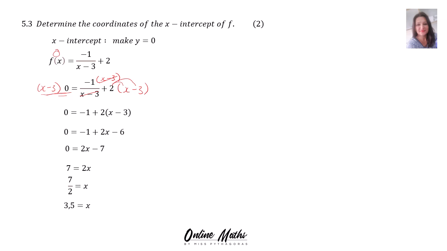or you can write it as x is 3,5. But the question said determine the coordinates of the x-intercept. So it's very important that you write it in coordinate form where your x is 3,5 and your y is 0. And that's two marks for you for finding the x and stating that the y is equal to 0.